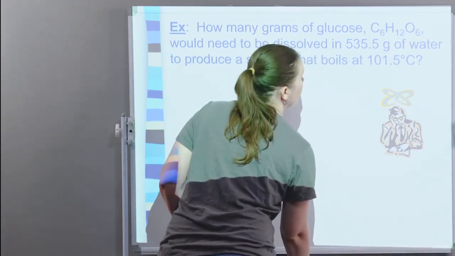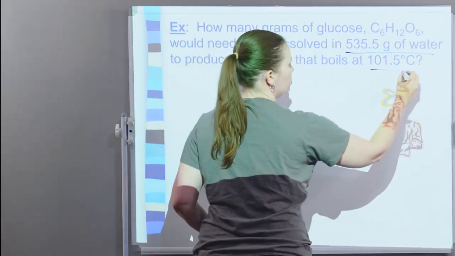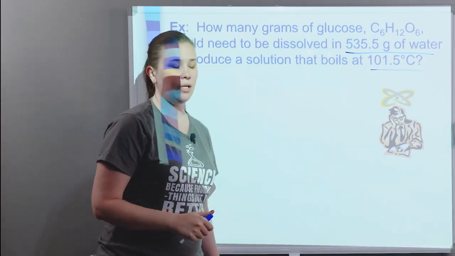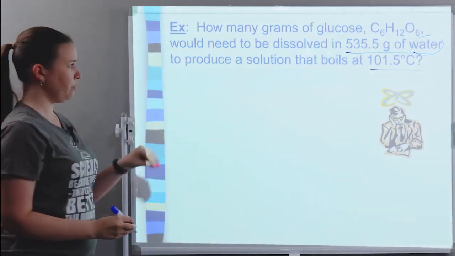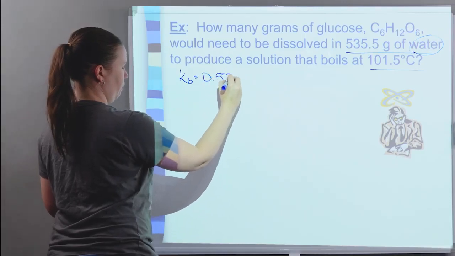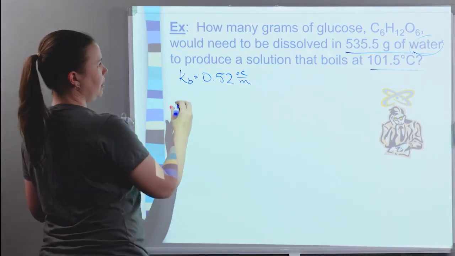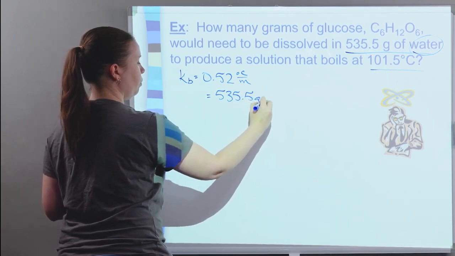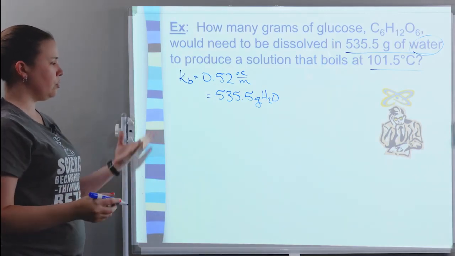So this time, it gives me the mass of my water and it gives me a temperature. It does say that it is water, so that also means that I know the KB because we have water as our solvent. So let's start off with a list of variables. Starting with that KB, so I don't forget it, 0.52 degrees Celsius per molality. The next thing that I have was the 535.5 grams of H2O.